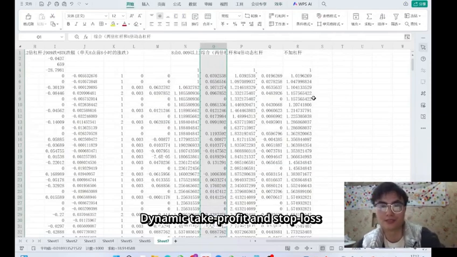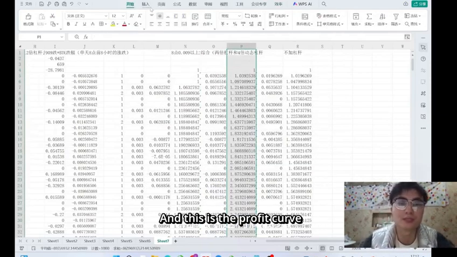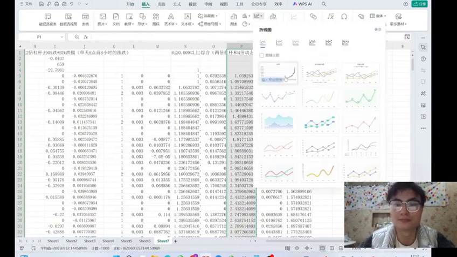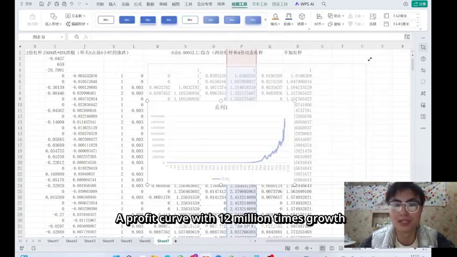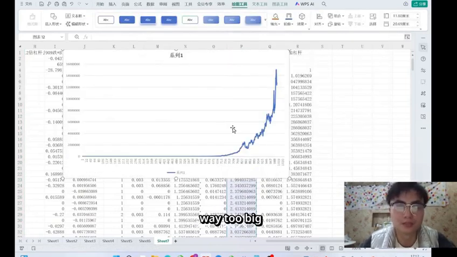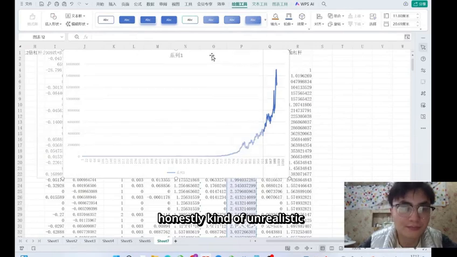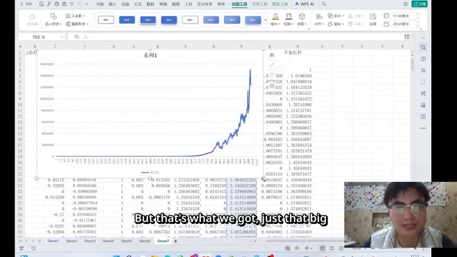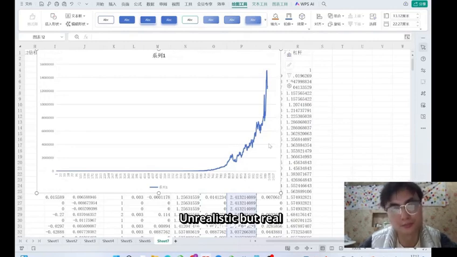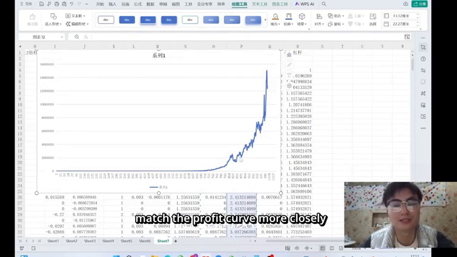Dynamic take profit and stop loss. And this is the profit curve. A profit curve with 12 million times growth, it's insane. Way too big, honestly kind of unrealistic. But that's what we got, just that big. Unrealistic but real. Look, the later stages match the profit curve more closely.